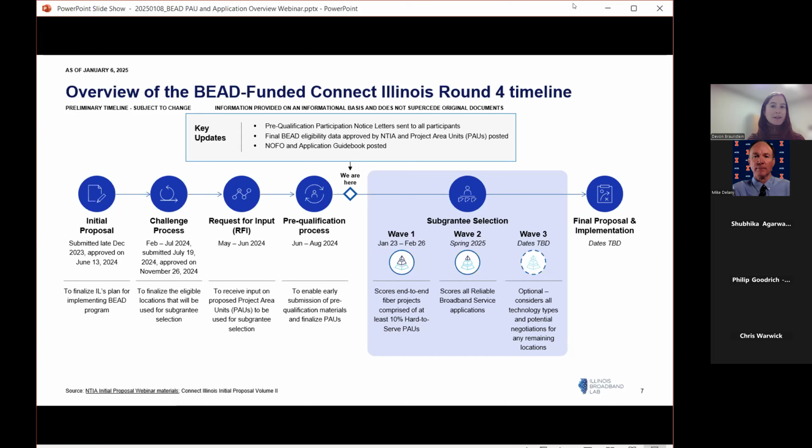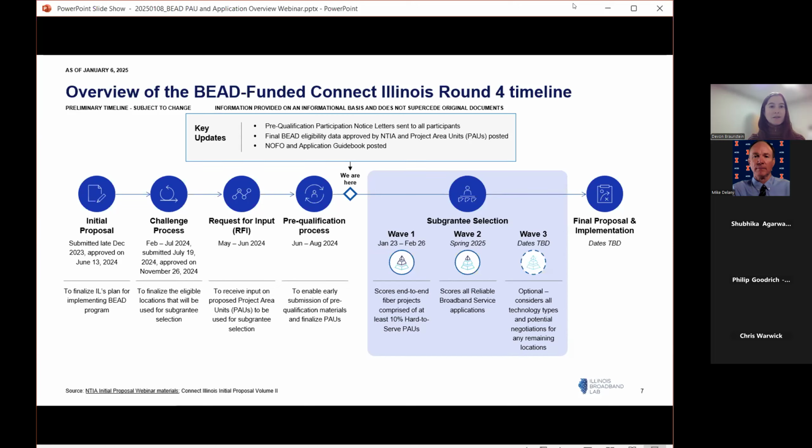And as a reminder, there are two requirements to be scored for your Wave 1 application. If you are a qualifying application, in terms of your entity requirements and project requirements, we'll then look for two things. One, end-to-end fiber applications. Again, just for Wave 1, we're looking for all fiber. And two, we're looking for applications where at least 10% of their PAUs are hard to serve.